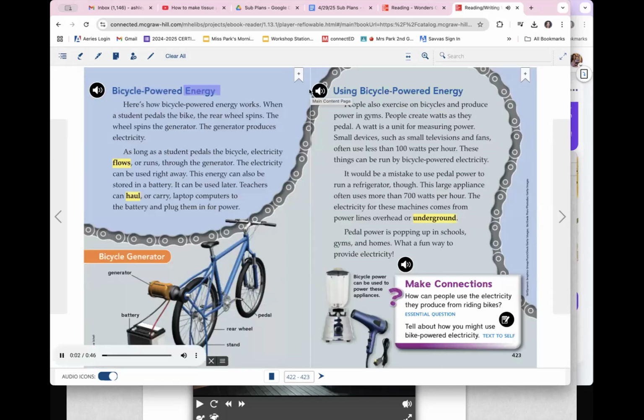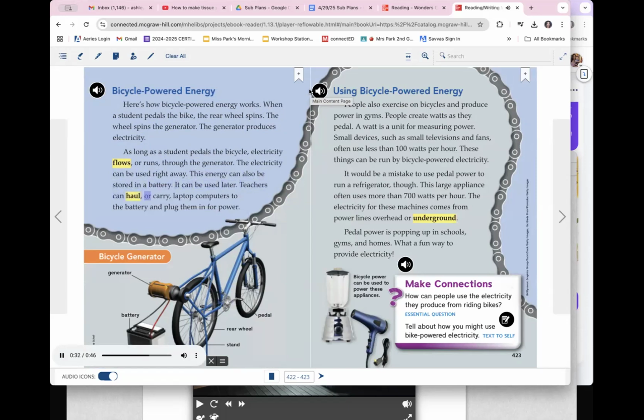Bicycle-powered energy. Here's how bicycle-powered energy works. When a student pedals the bike, the rear wheel spins. The wheel spins the generator. The generator produces electricity. As long as a student pedals the bicycle, electricity flows, or runs, through the generator. The electricity can be used right away. This energy can also be stored in a battery. It can be used later.